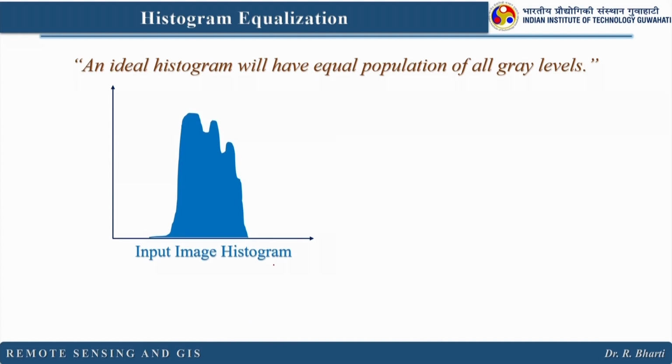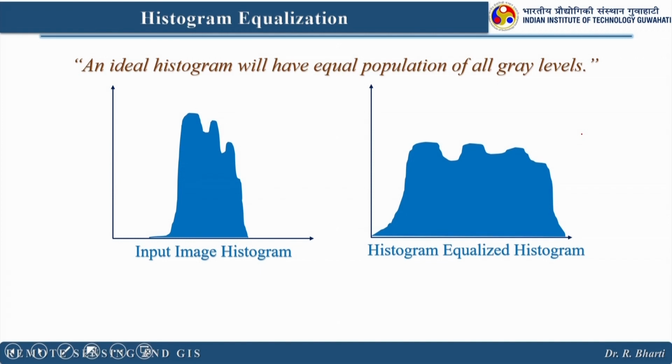So, this is the input histogram before the histogram equalization, and this is the output histogram. So, what happened? In the output, this range has been used, which was not used here, right. I hope this is clear to you.